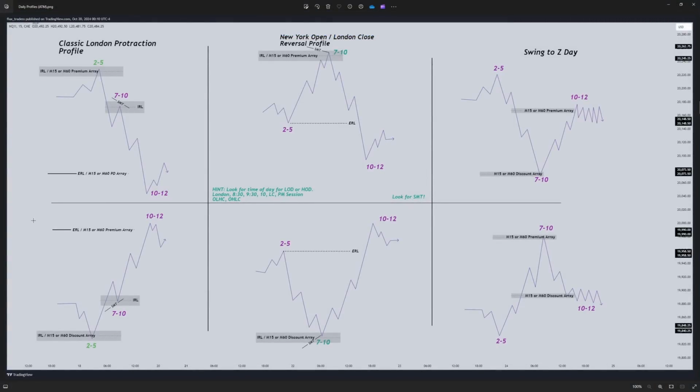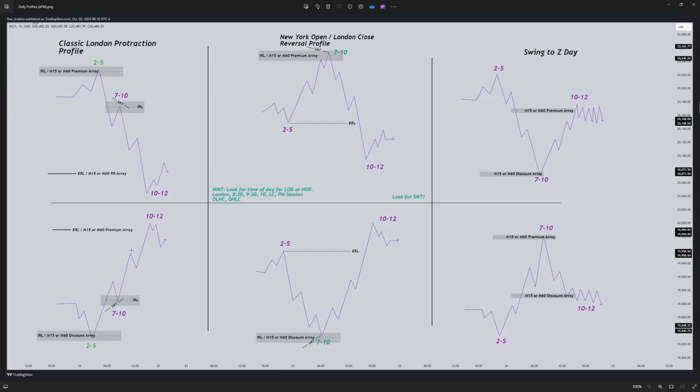You can screenshot this, you can pause it, you can take your own notes on this, do what you need to do. But these are the 3 kind of profiles, right? We have 6 in total, but technically 3. 1 for bullish, 1 for bearish. So the 2 high probability ones are the classic London protraction profile and the New York open reversal into London close. This swing to Z day, we're not going to worry about for this specific video. Just focus on these 4.